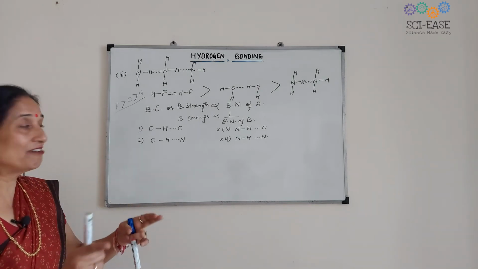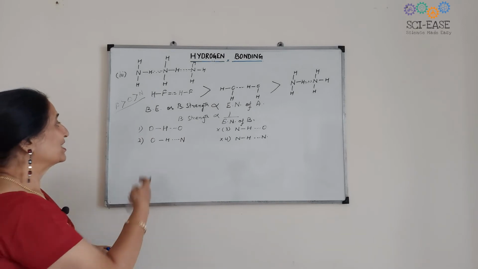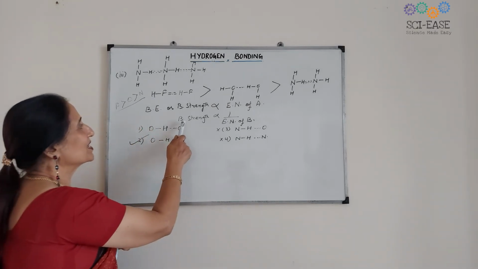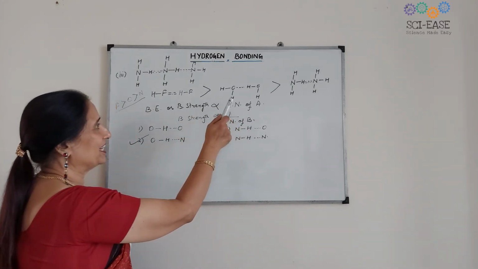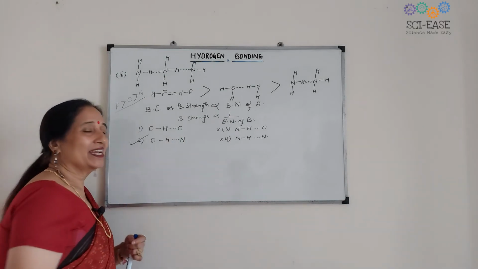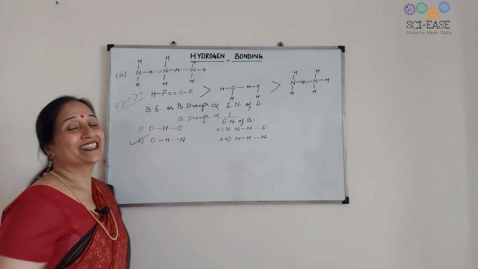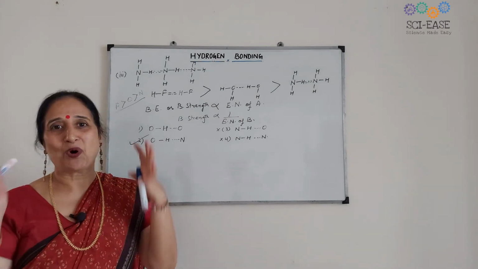Which will have the stronger hydrogen bond? Okay? It will be option 2. Why? Because bond strength is inversely proportional to the electronegativity of B. So the electronegativity of nitrogen is less than oxygen. So this will have the strong hydrogen bond.